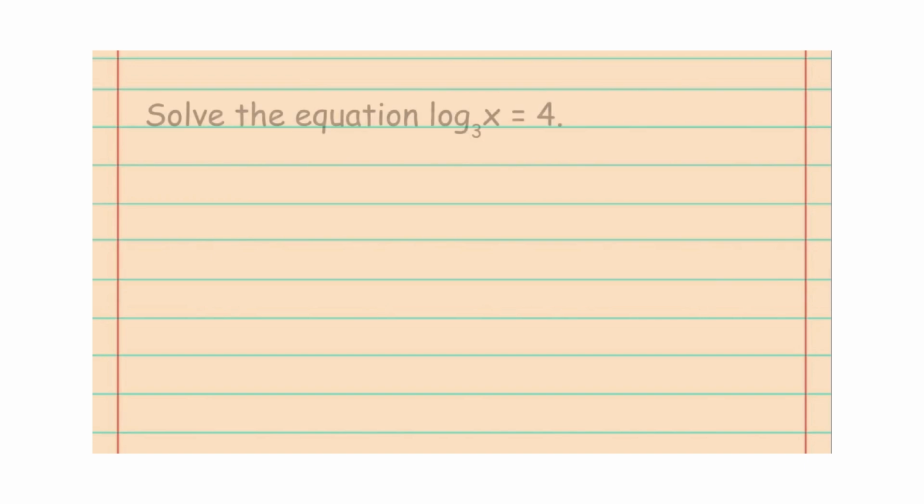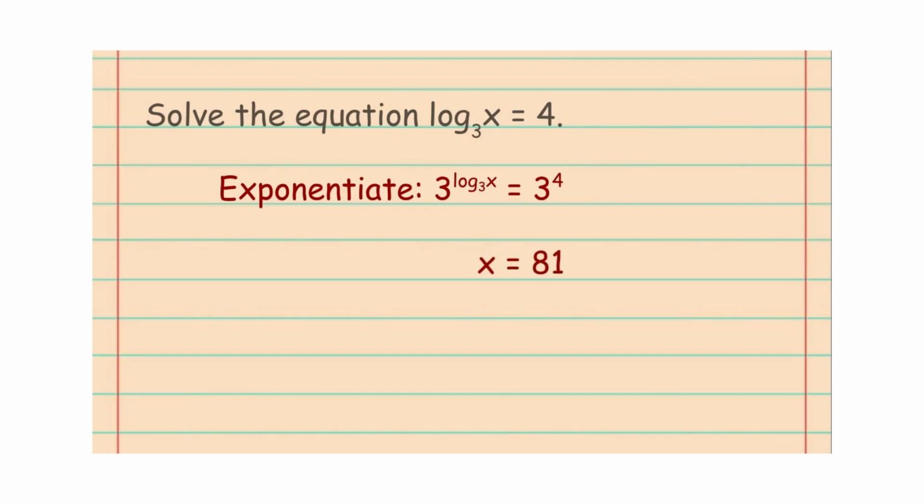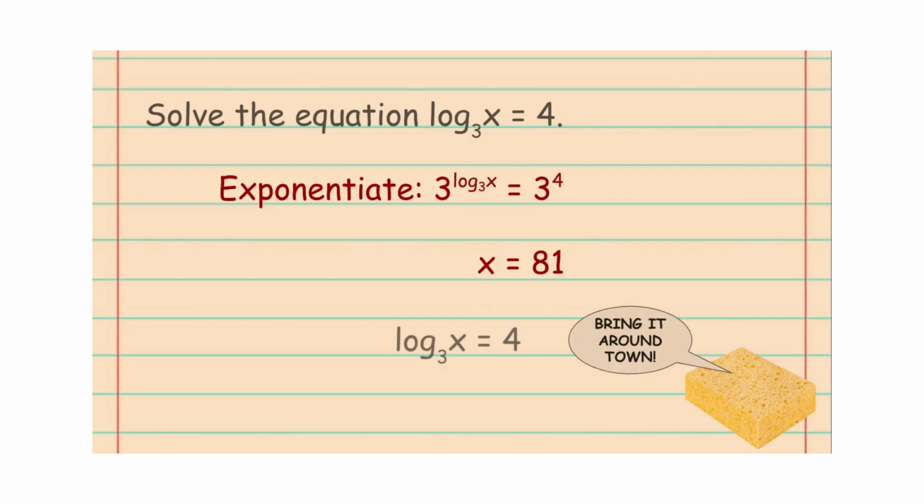Here's another simple logarithmic equation to try. Feel free to pause the video and try to solve this one on your own, either with exponentiation or bring it around town. Okay, I'll assume we're ready to continue. I'm going to exponentiate with a base of 3, since my logarithm has a base of 3. That means x equals 3 to the 4th, which is 81. If we were going to bring it around town instead, here's my pattern. 3 to the 4 equals x. That means x equals 81.